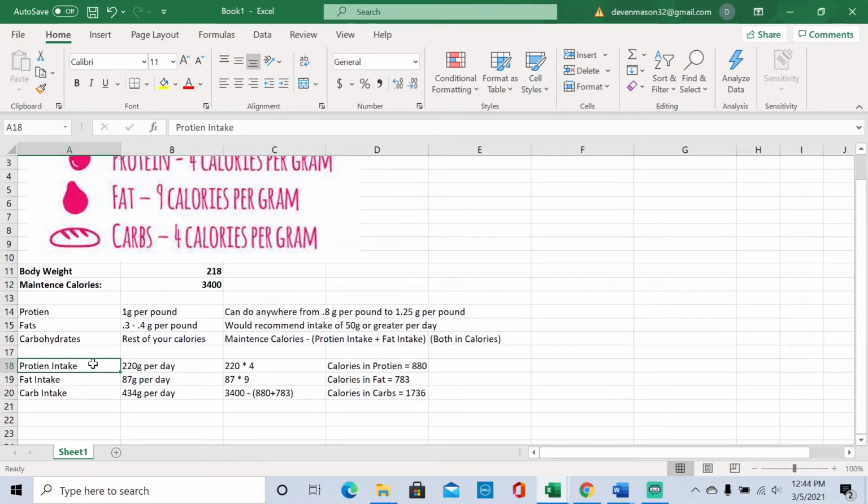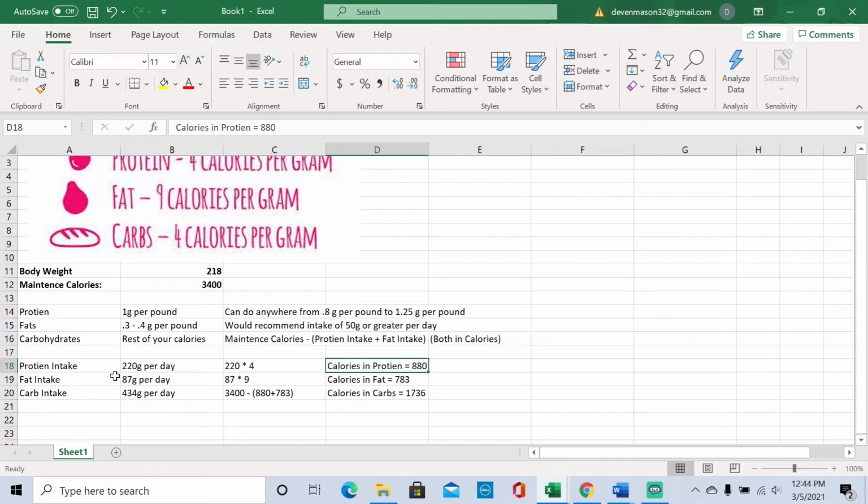So starting off with the protein, my protein intake, I like to keep it around 220 grams per day, which is just around 1 gram per pound. And just going back to that golden rule, one gram per pound is a really good number to be at. So ultimately, if I take that 220 grams per day and multiply it by 4, then my calories in protein would be right around 880 per day.